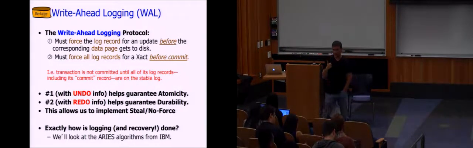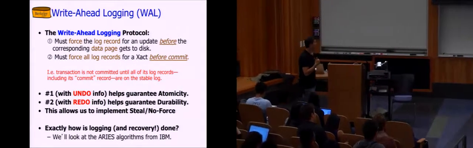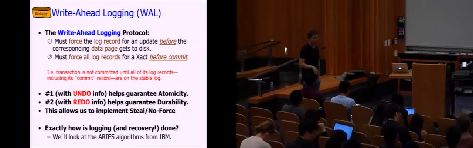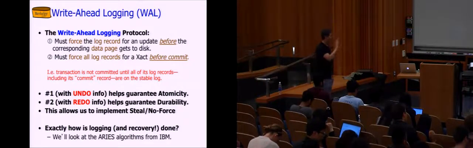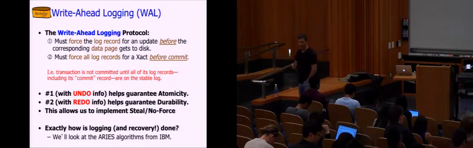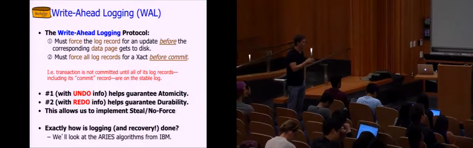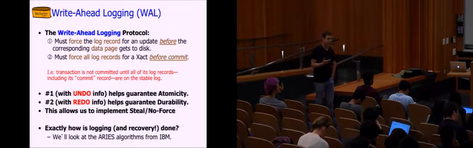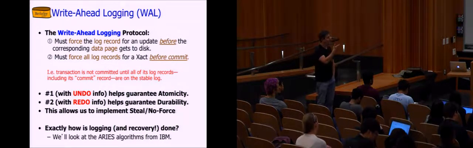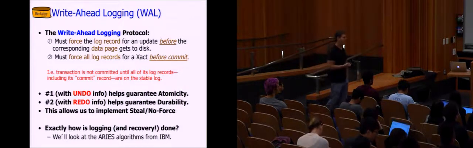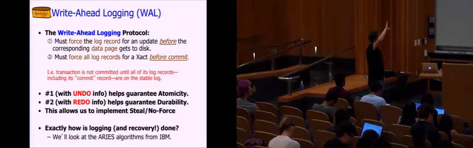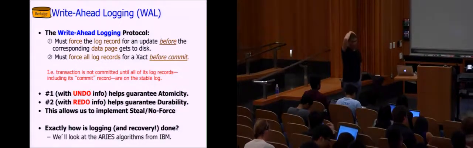Got it? So that's the write-ahead logging protocol. And with the write-ahead logging protocol properly implemented, we can have steal no-force buffer management and feel good about our transactions. Now there's a bunch of subtleties which we're going to go through. And so for the exact details of logging and recovery, we'll look at the Aries algorithms, which were pioneered at IBM in the 80s and have been used in some form in most transactional databases up until recently. So we'll go through those. But this is the basic idea. Any questions about this?